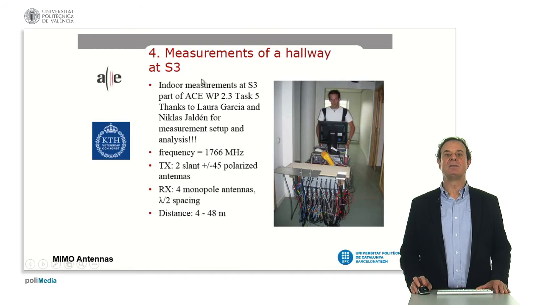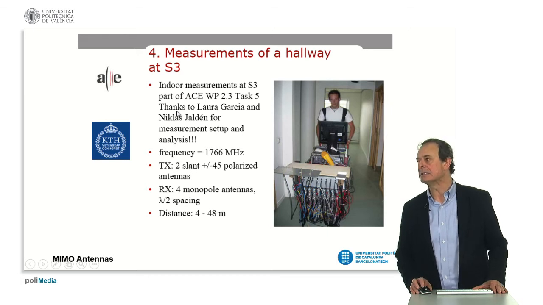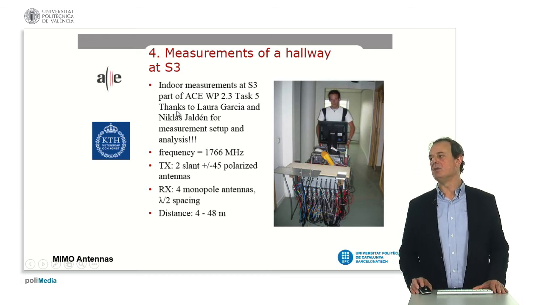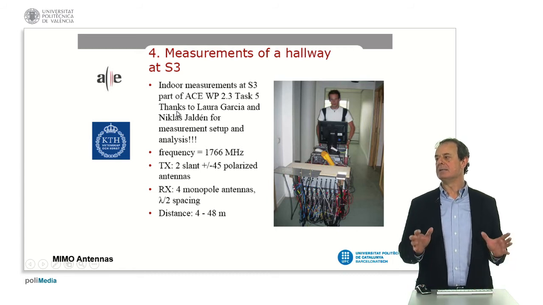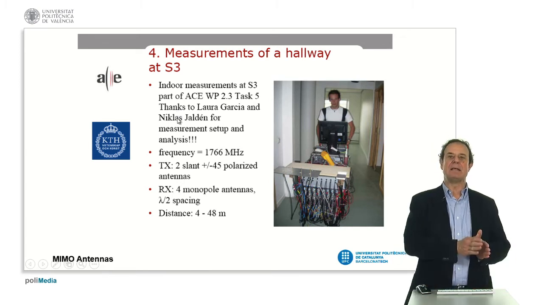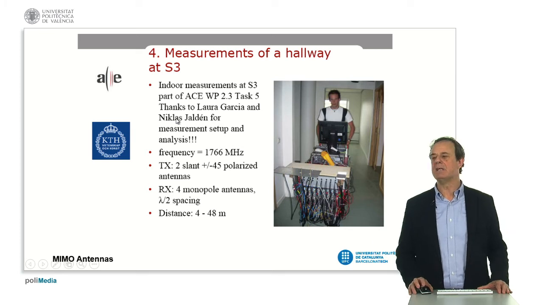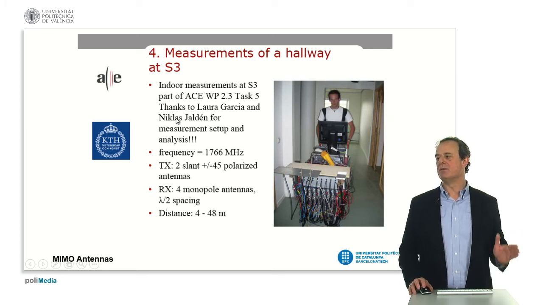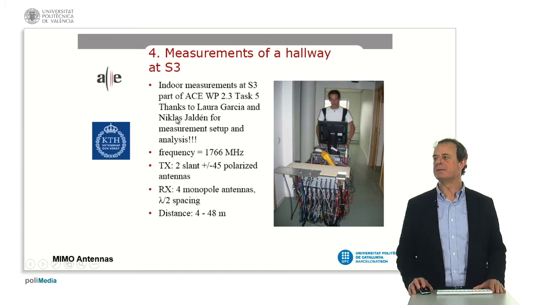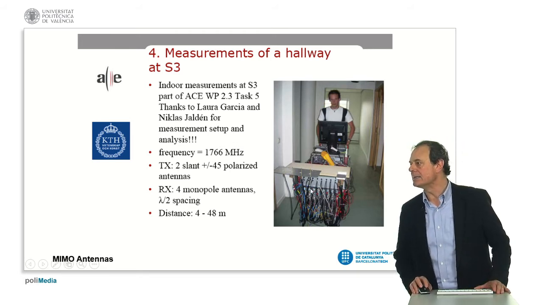So the measurements consisted of a frequency of 1.7 gigahertz, and they used four transmitting and four receiving antennas. The antennas were laid over a cart, and the distance they covered when moving with the cart was in between 4 and 45 meters. So here you may see the system.